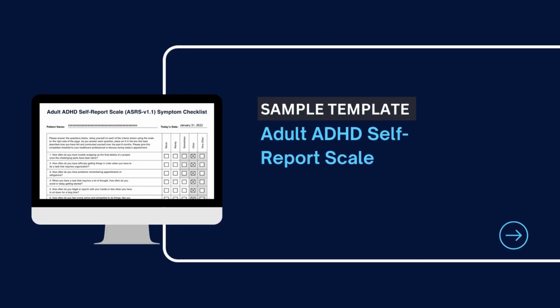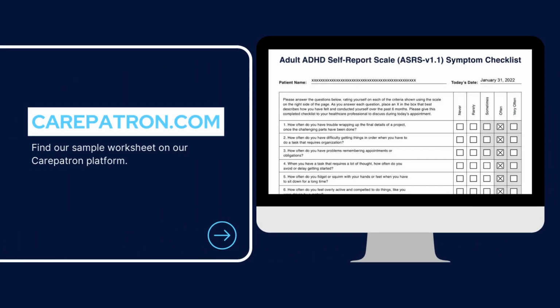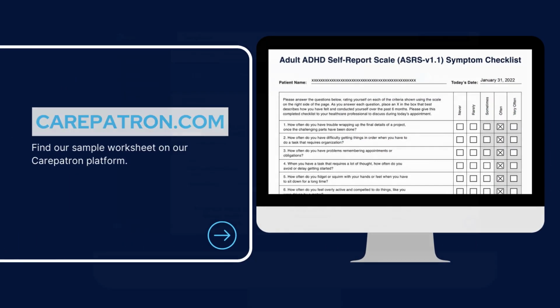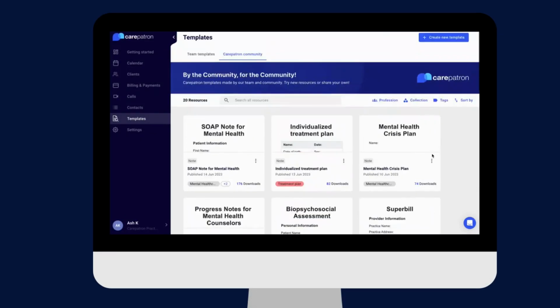To view a sample template of the Adult ADHD Self-Report Scale, head on over to carepatron.com where you can download and access it for free. You can also access the template through the Carepatron community. Type in the keywords and edit the scale however you wish.